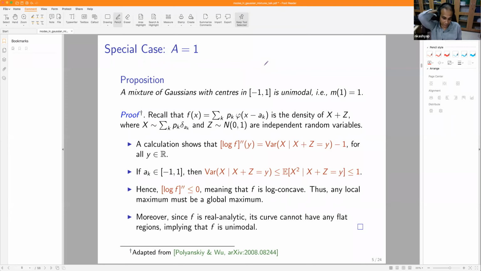Here's a special case. Mind you, these are all Gaussians of variance 1. In the special case when I'm only allowing the centers to lie between -1 and 1, and I'm taking a mixture of Gaussians, it turns out that a mixture of any number of Gaussians with centers in -1 to 1 is actually unimodal. It has only one mode.